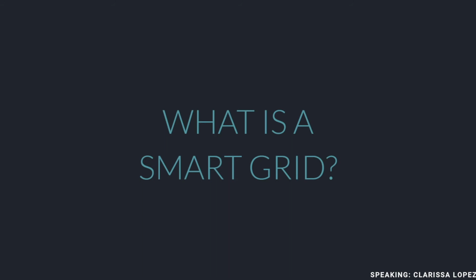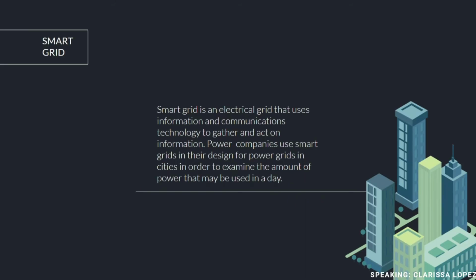Before we can answer this question, it is important to understand what an electric grid is. An electric grid is a network of transmission lines, substations, transformers, and other components that contribute in safely delivering electricity from a main power source, such as a power plant, to customers. So in this case, a smart grid is an electrical grid that uses information and communication technology to gather and act on information. Power companies use smart grids in their design for power grids in cities in order to examine the amount of power that may be used in a day.